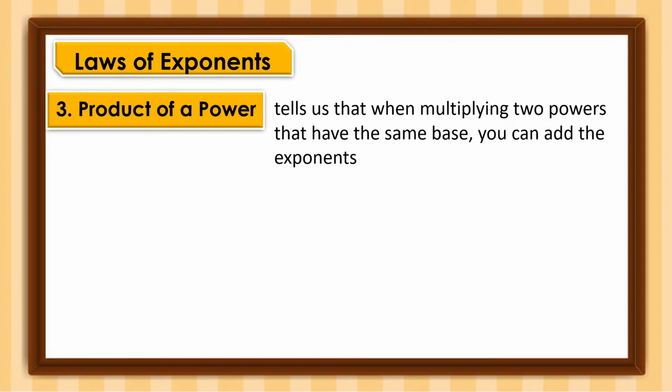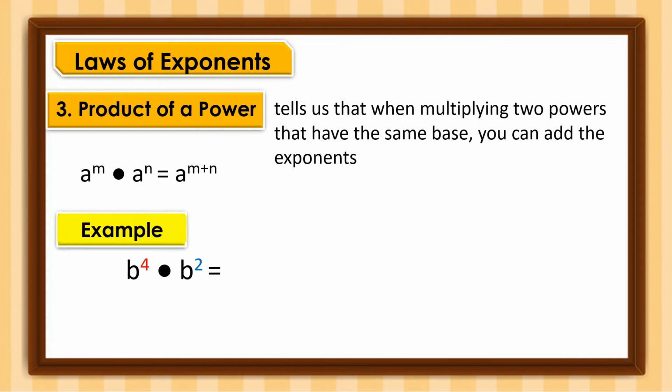It tells us that when multiplying two powers that have the same base, you can add the exponents. So product of a power, we will just add the exponents if they have the same base and the operation is multiplication. We have here a raised to m times a raised to n. Therefore, if they have the same base and the operation is multiplication, we will just add the exponents. That is equal to a raised to m plus n.